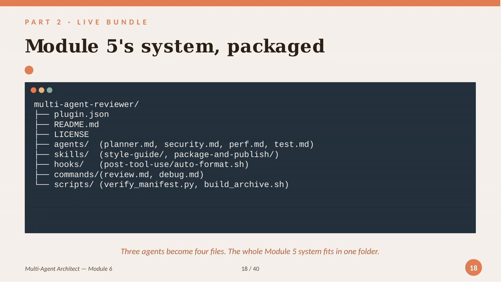The whole Module 5 system fits in one folder. Three agents become four files. The skills and hooks and commands all sit in their conventional places. The runtime auto-discovers everything. The user gets a working multi-agent system from a single zip download. That's the goal.